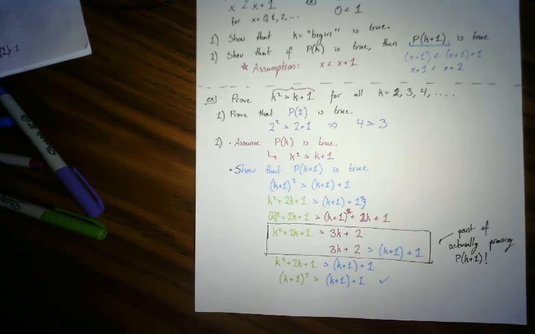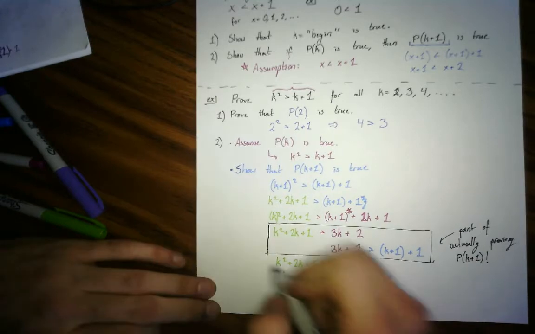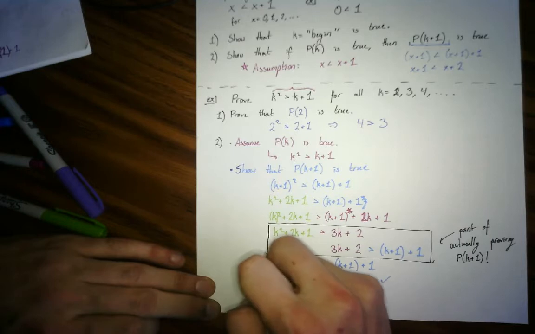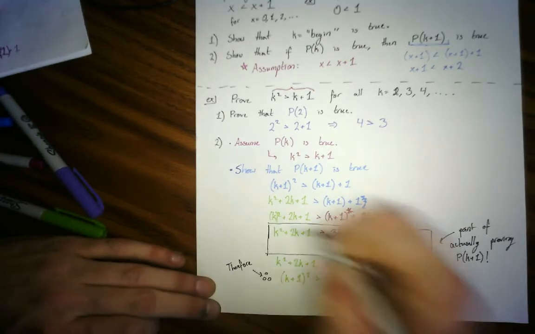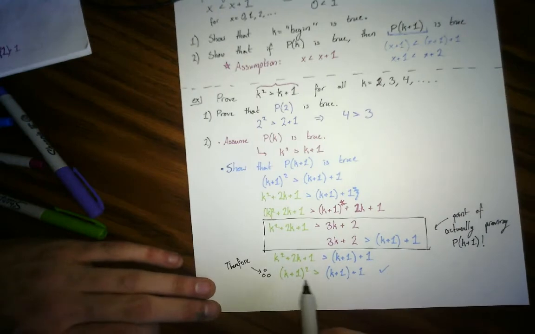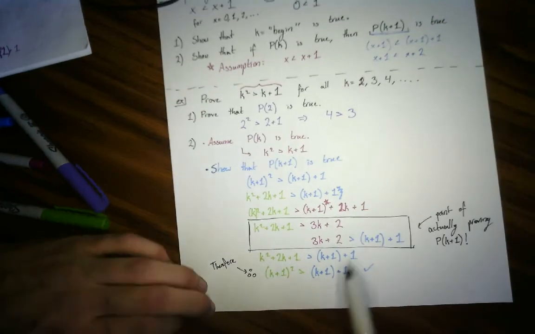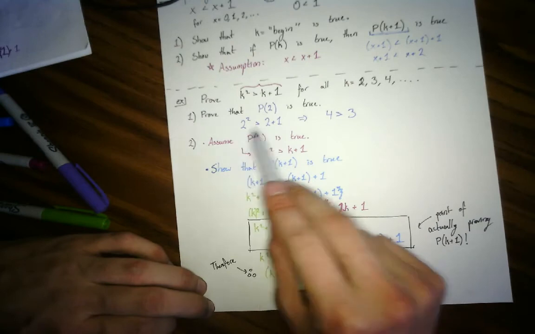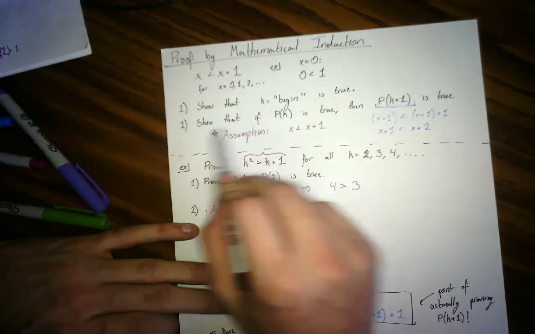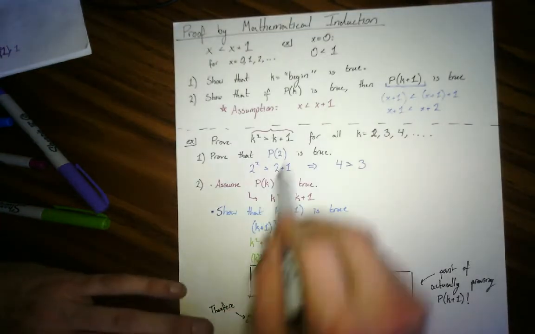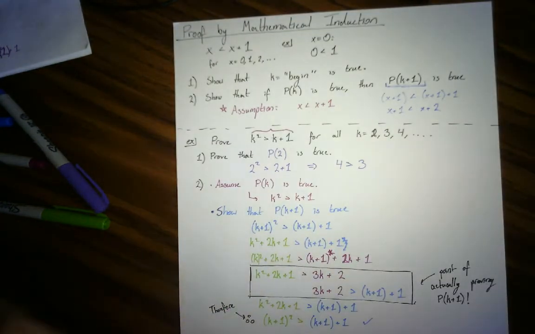Okay. So by that we showed, therefore, just a little bit of math notation. Therefore, k plus 1 squared is greater than k plus 1 plus 1. We showed that the first one was true, which was our first step. We showed that if the kth term is true, then the k plus 1th term is also true. So that's our first example.